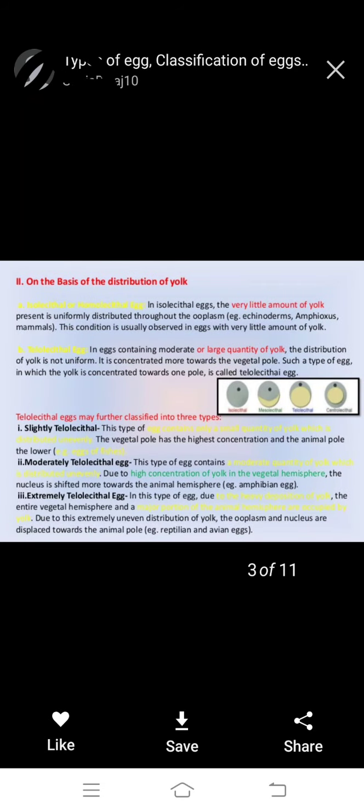Okay, macrolecithal means the egg yolk is a large amount, so it is seen in egg-laying mammals and some birds, reptiles and prototheria. Okay, this type of. Okay, next.